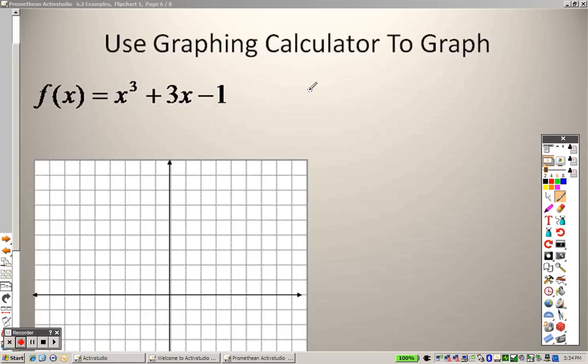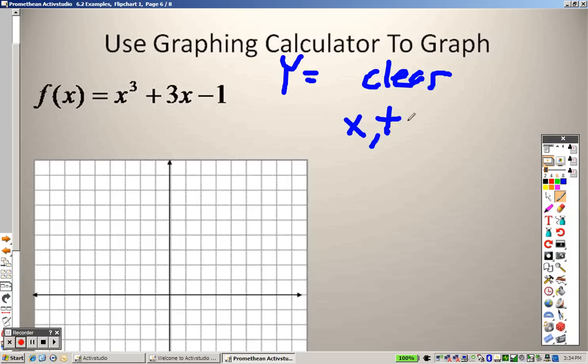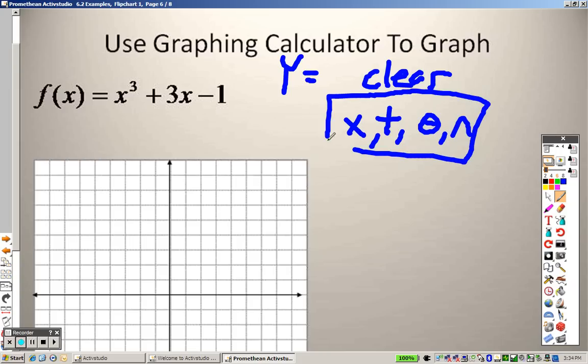So get your calculator and press the Y equals button. After you press Y equals, I want you to clear everything out, so press clear and clear that all out. We need to learn how to type this stuff in. The X key looks like this. This is your X key. Press that button whenever you want to use your calculator to graph an X. It is right beside your alpha key. There is no cubed button on here.